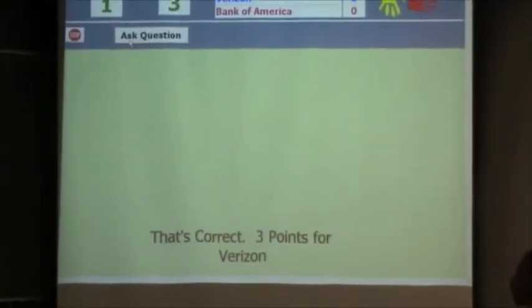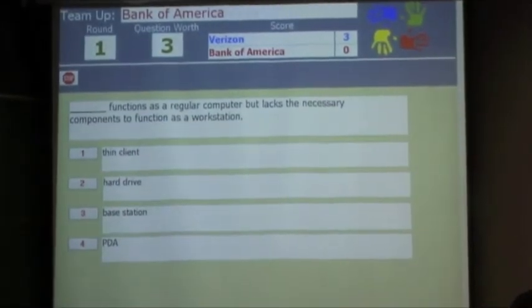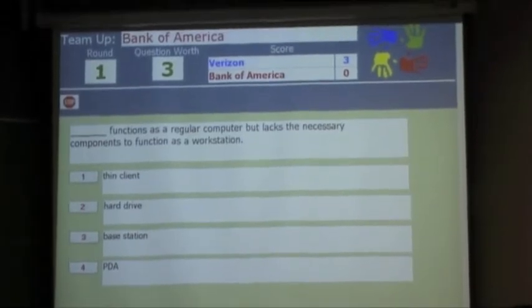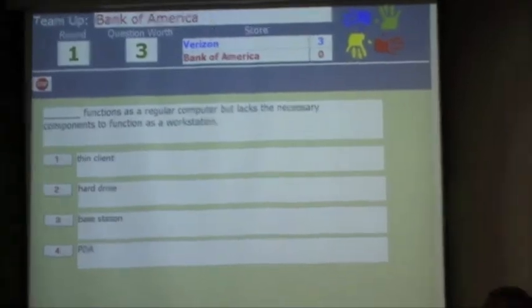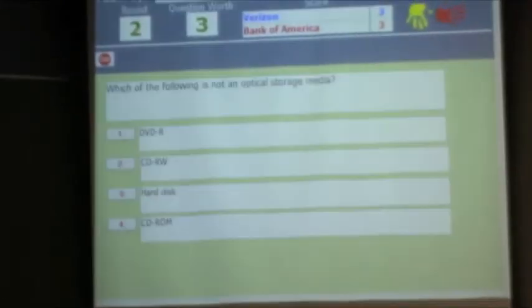Okay, next question. Bank of America. Blank functions as a regular computer but lacks the necessary components to function as a workstation. 1, thin client. 2, hard drive. 3, base station. 4, PDA. 1, thin client. That is correct.